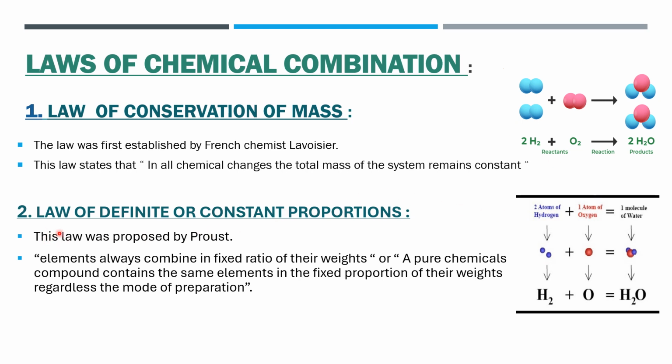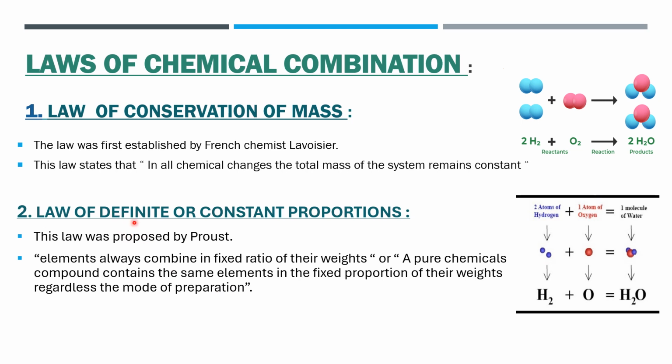Next we'll move on to the law of definite or constant proportions. This law was proposed by Proust. It's very difficult to pronounce their names, so we have to know their names with good spelling also. It's very important because it may be asked in competitive exams or elsewhere. It's a very basic topic. So what does it state? Elements always combine in a fixed ratio of their weights, or a pure chemical compound contains the same elements in a fixed proportion of their weights, regardless of the mode of preparation.